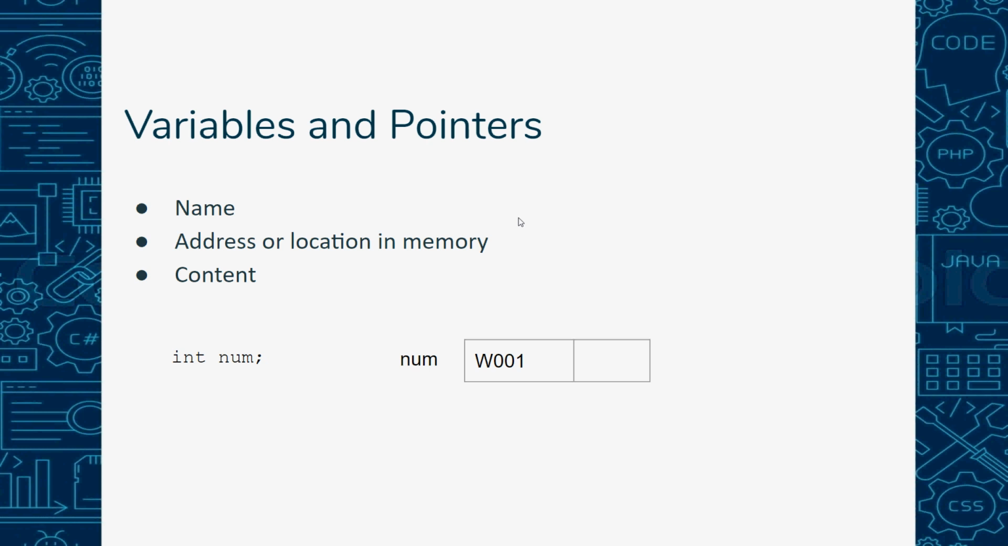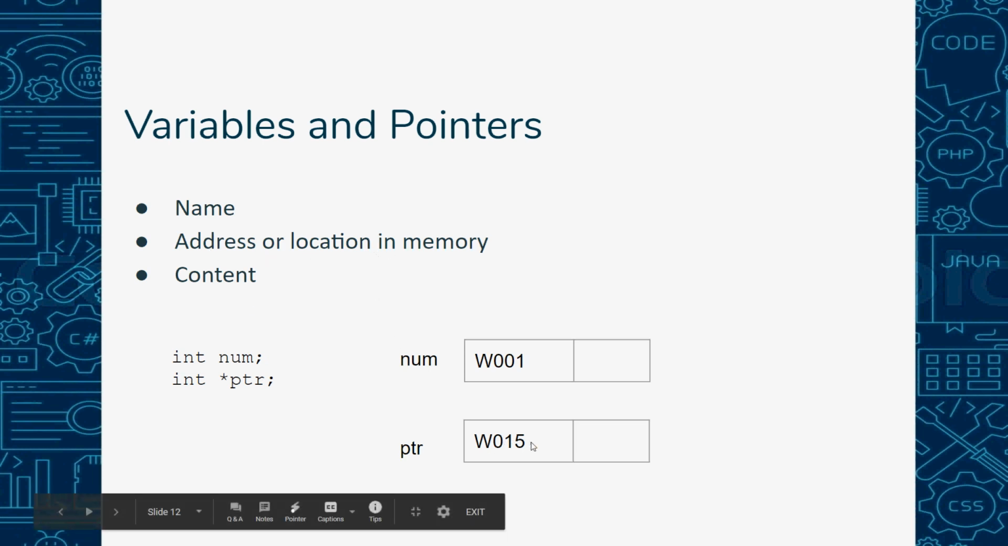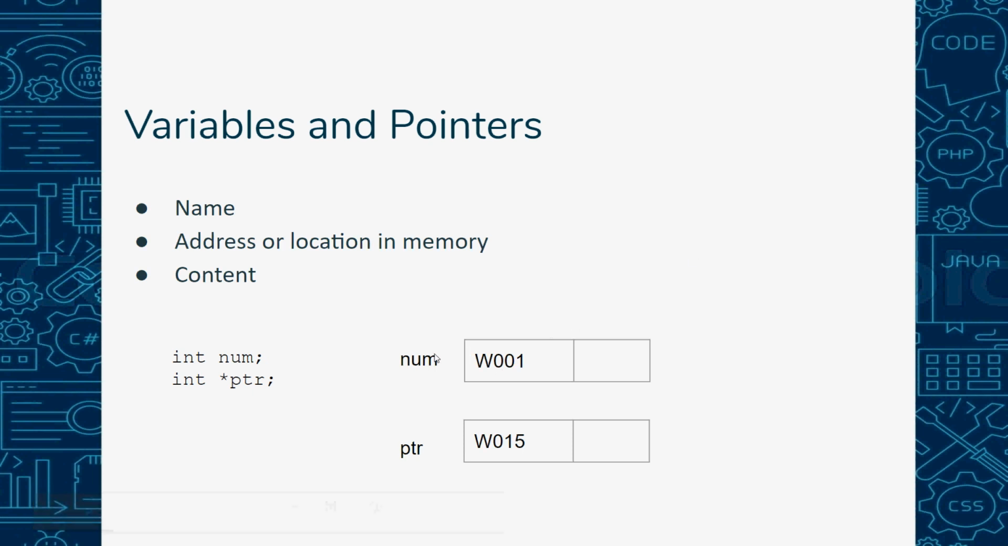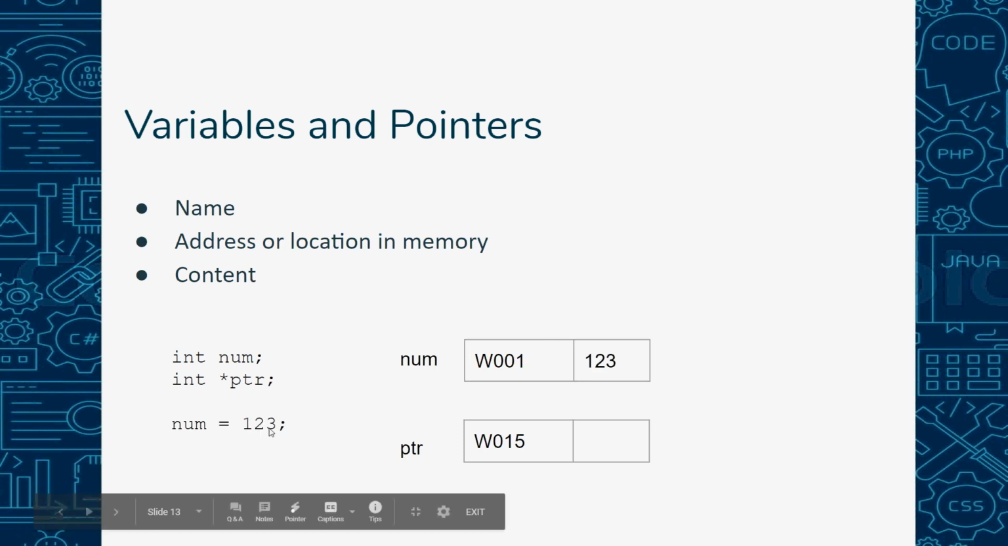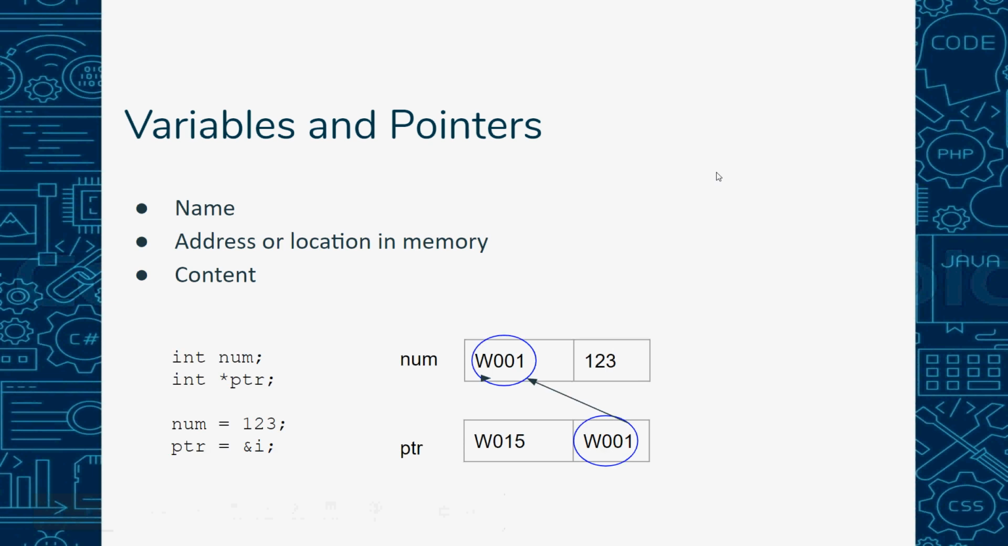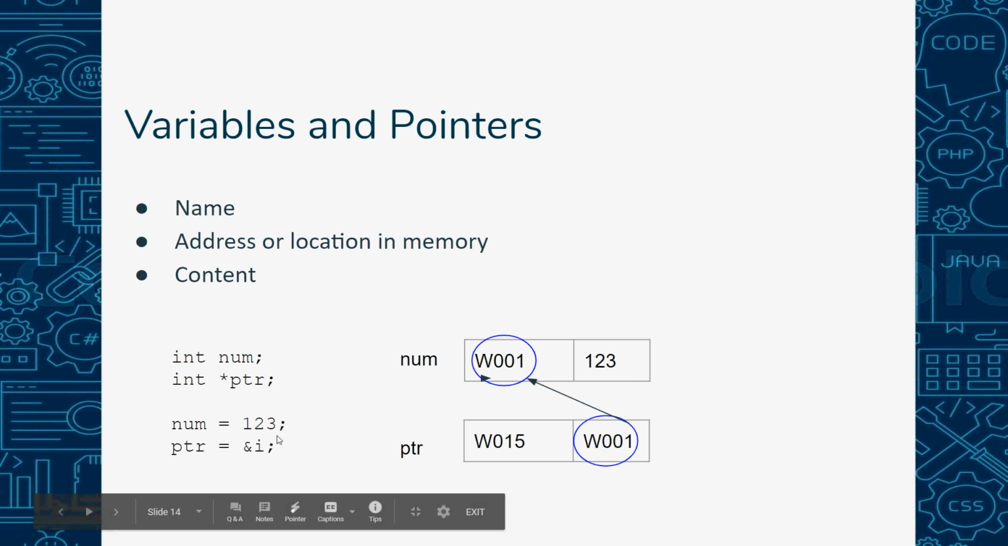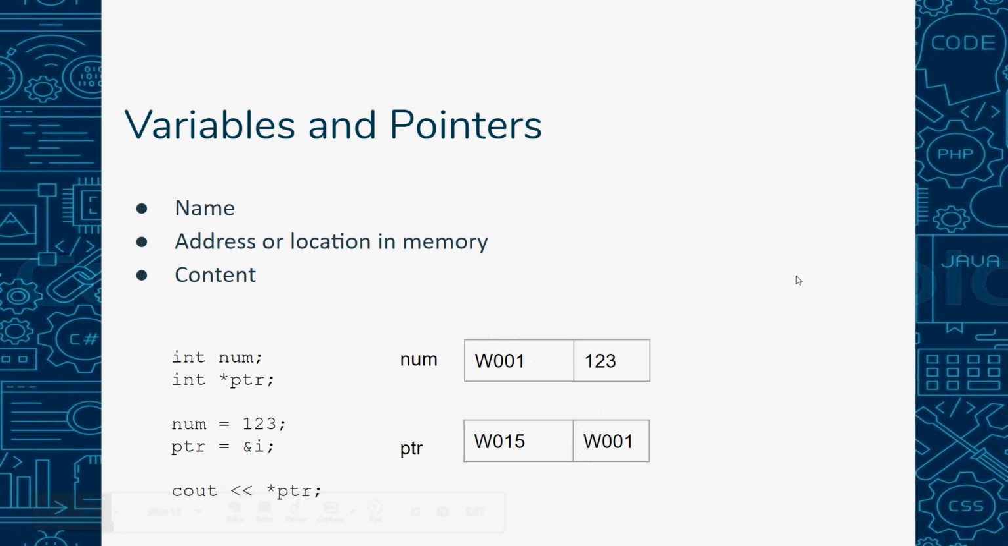Okay, variables and pointers. They both have names. Here's our original slide again, but I want to compare the two. Num is the name and ptr is the name. They both have an address or memory location, so a pointer actually has a memory location. Here's the difference between a pointer and a variable. The variable stores the value, and the pointer, as its value, stores the memory location. Weird. Yeah, pointers are weird. They're kind of fun though. So if I do a cout statement for ampersand ptr, that would give me my 123.